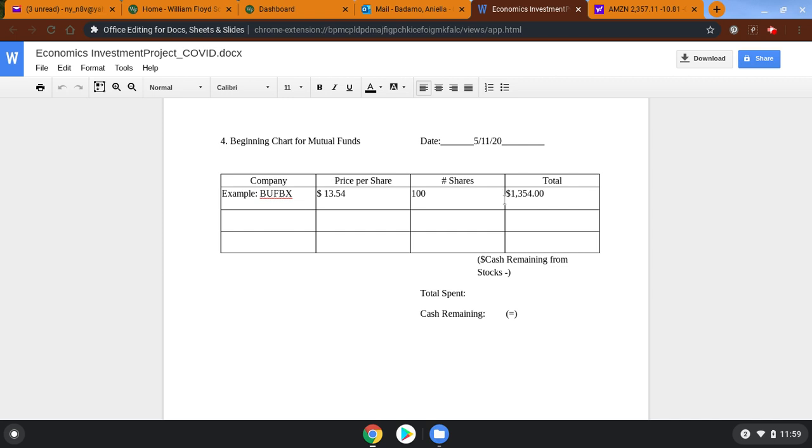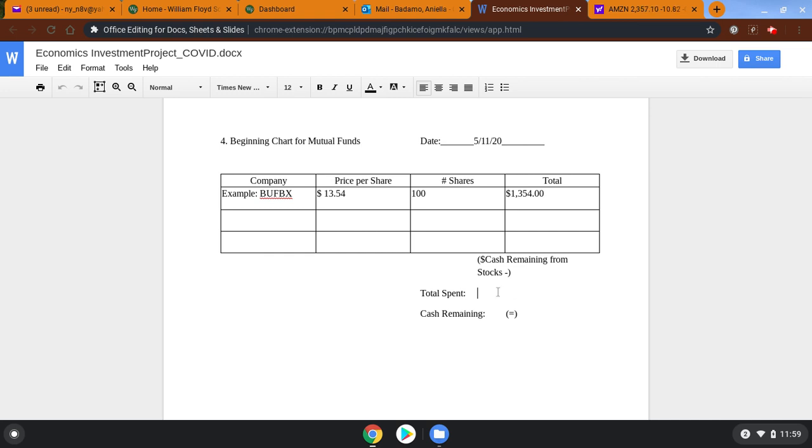Either way, you're going to get a total, right? You're going to take the cash remaining from your stocks amount there, put this total down here, right? $1,354. Subtract that from the cash remaining, and that's how much cash you actually have left after you've bought all your investments, your 7 companies, and your 1 mutual fund.